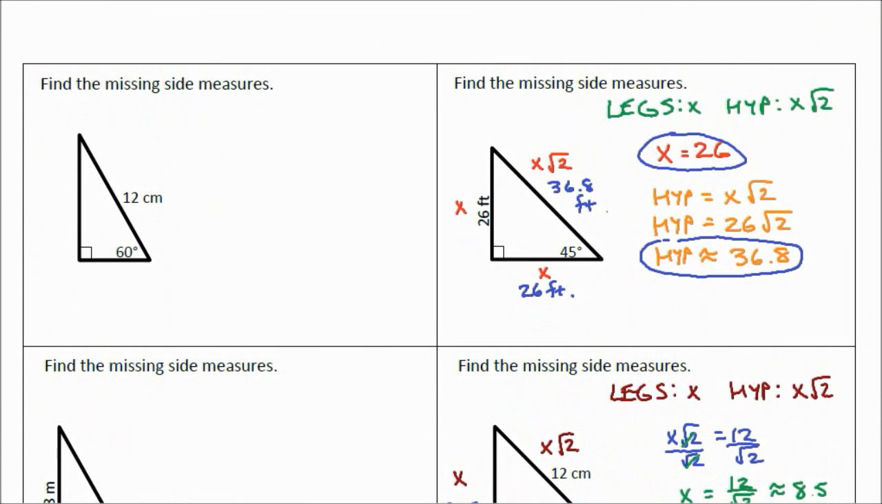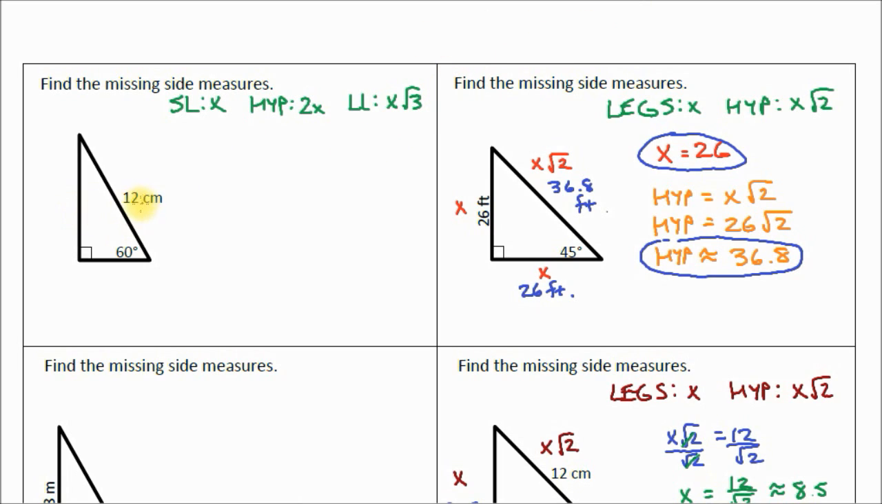Here's our first question. Find the missing side measures. This is a right triangle. It's a 30, 60, 90 triangle. They gave us the hypotenuse. Let's remember our rules. Short leg, I'll just abbreviate that SL, that's x. Hypotenuse is 2x. And the long leg is x times the square root of 3.